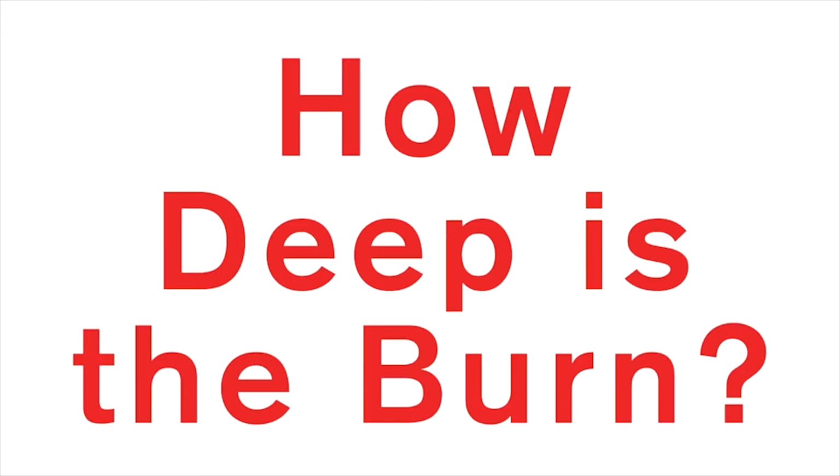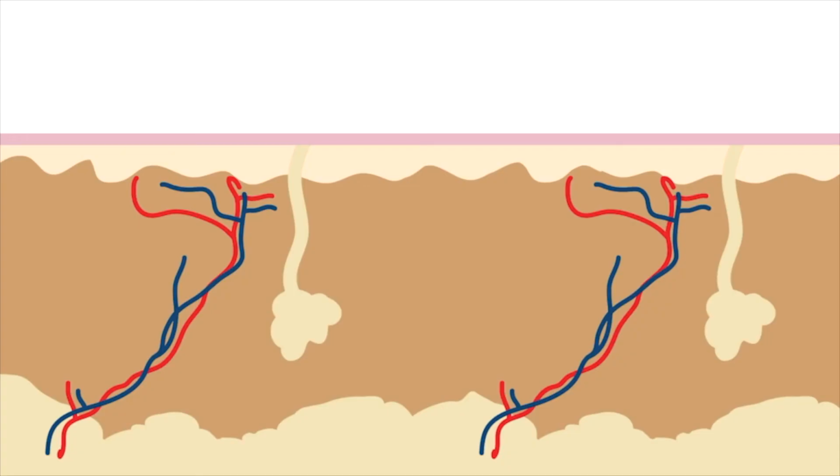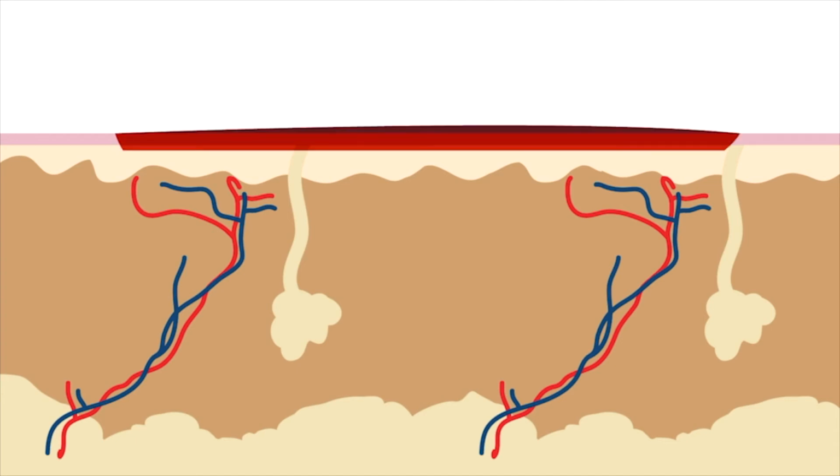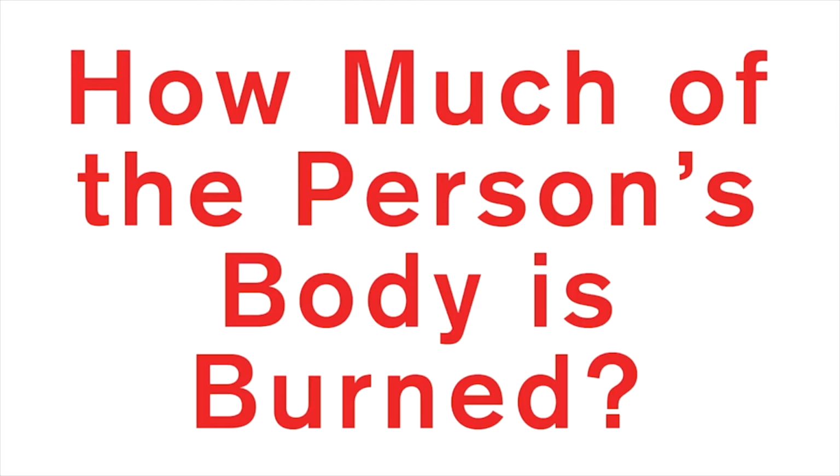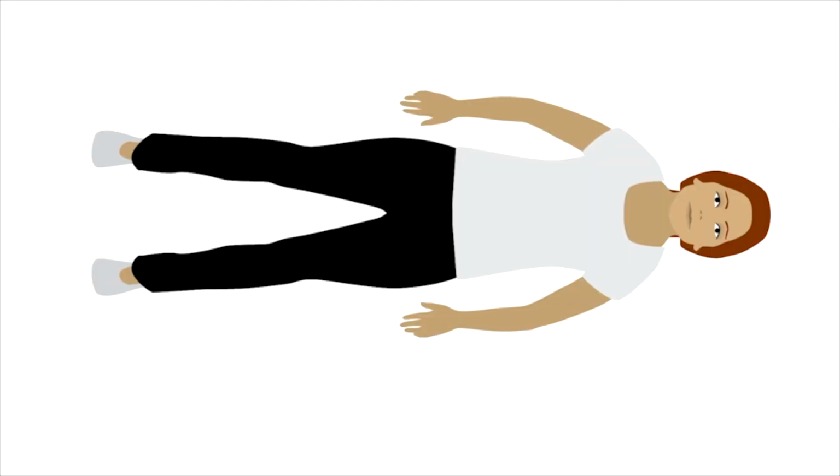How deep is the burn? Burns can affect only the top layer of the skin, or they can extend through the deeper layers of the skin or the fat, muscle, or bone underneath. The deeper the burn, the greater the severity. How much of the person's body is burned? A burn that covers more than one part of the body or covers a large percentage of the person's total body area is considered a critical burn.